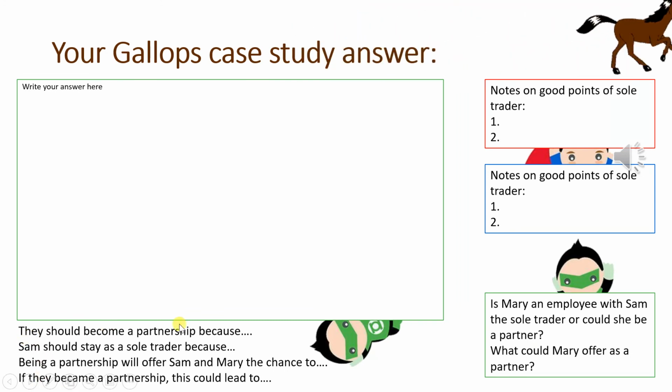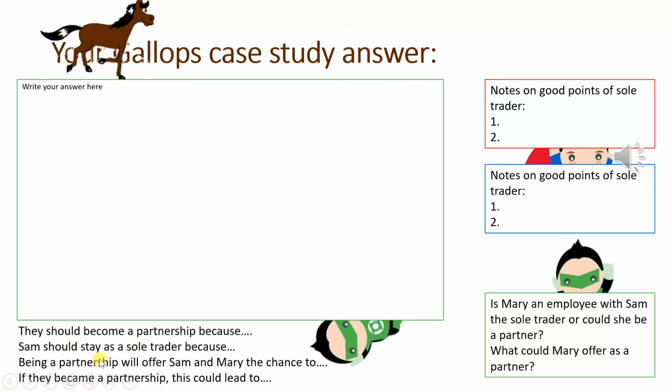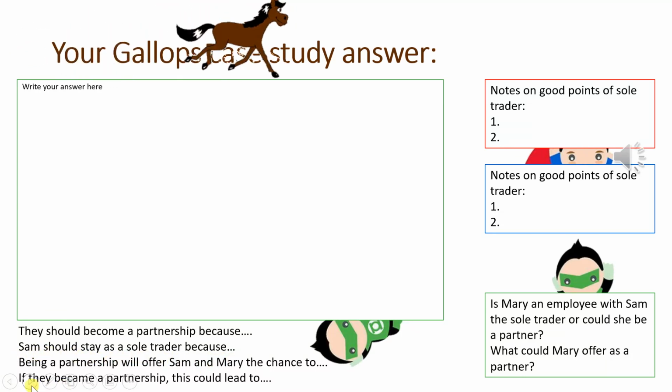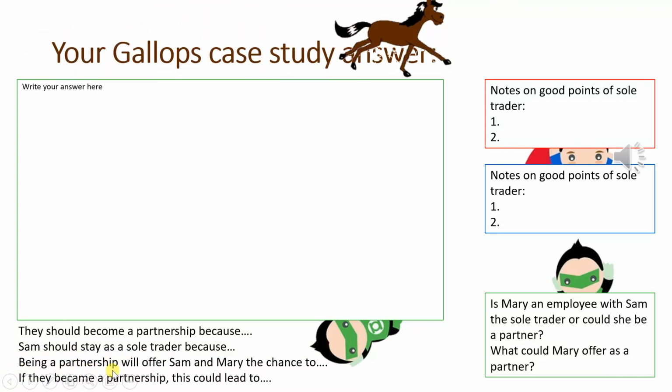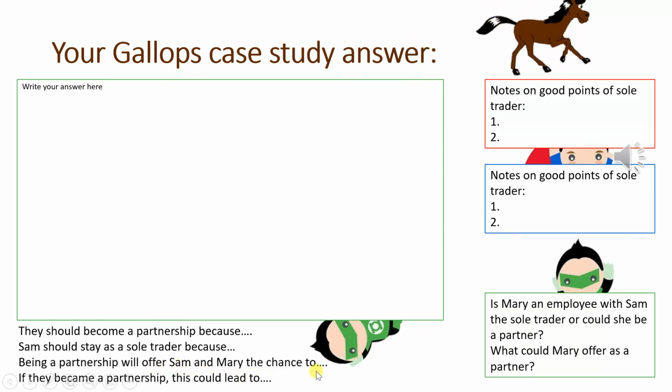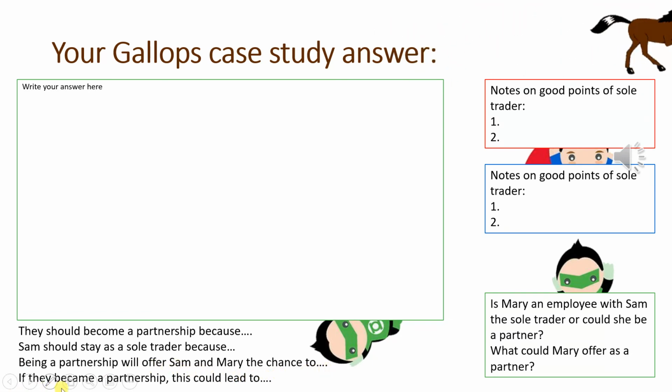And your last little batch of help is at the bottom. These are some sentence starters. The first one, they should become a partnership because. Sam should stay as a sole trader because. Third one, being a partnership will offer Sam and Mary the chance to. And the last one, if they become a partnership, this could lead to a problem perhaps. So those are the ones that you can use to get your thoughts going.